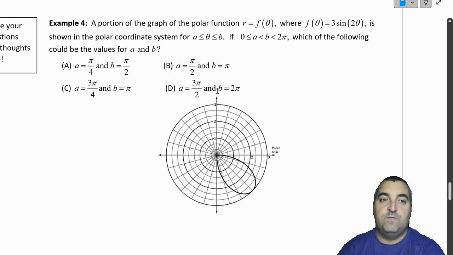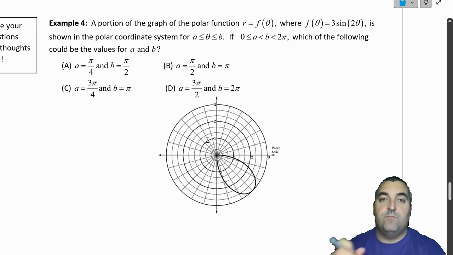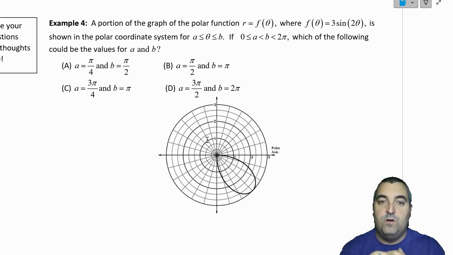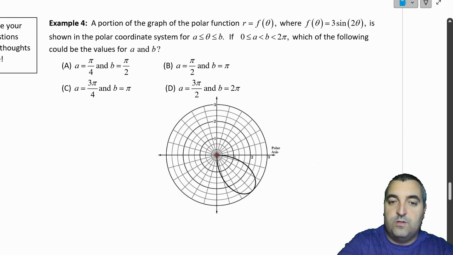We need to figure out which of these values could be A and B, where we only get this part of the full graph. If we recall, 2 theta would mean there are 4 petals, and we only see 1 petal here. The 3 tells us we're going out to 3, so that's good. Now we need to figure out which one gives it to us. Remember, these are telling us the endpoints. For what we see here, the petals rotate by starting here and going around this way every time.